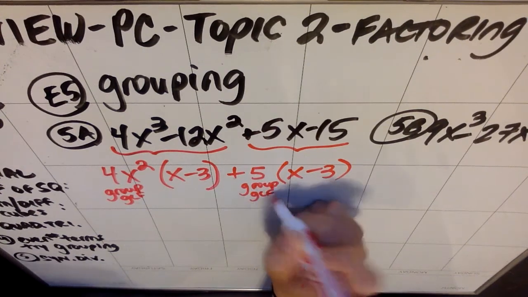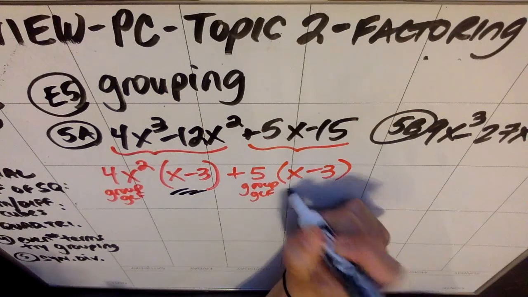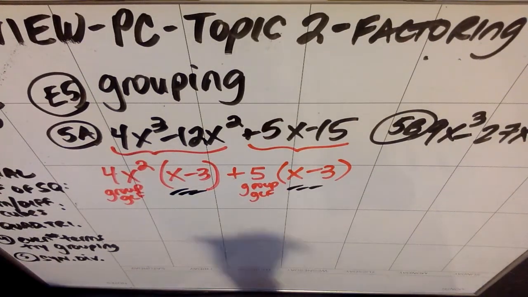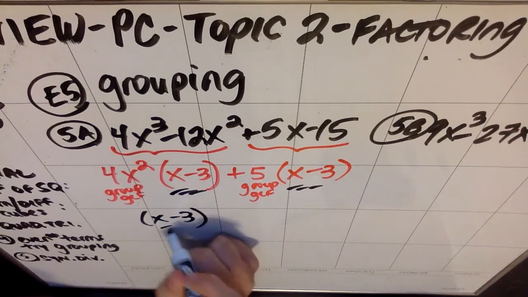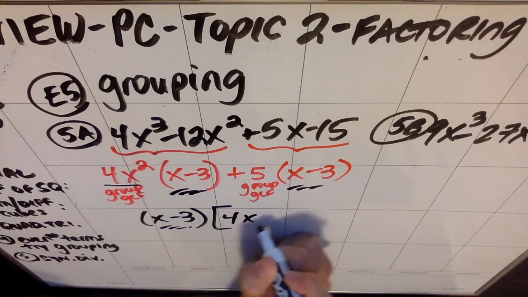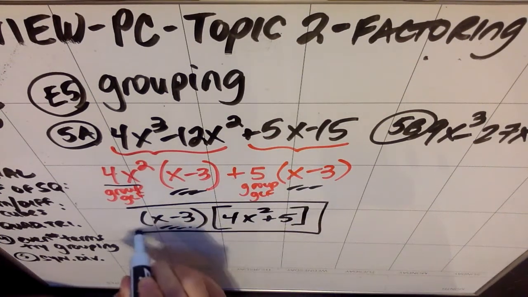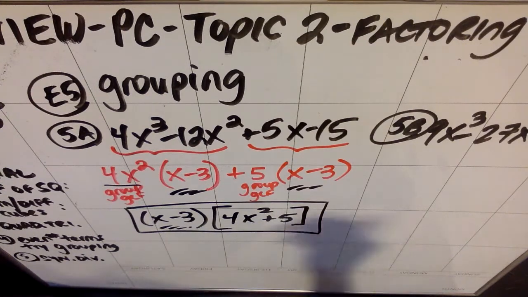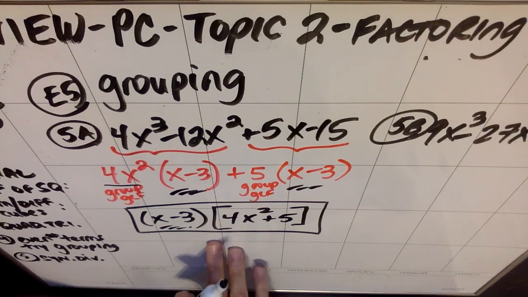Now, what you'll notice is after we take out the group GCF, there is this weird underlying GCF. They both have an x minus 3. So if I take out that x minus 3, this new GCF that was right there, what's left is the 4x squared plus 5, my bad. And that is factored. Now, you do need to double check that your binomials don't factor any further, rather, it's extent, not distance.